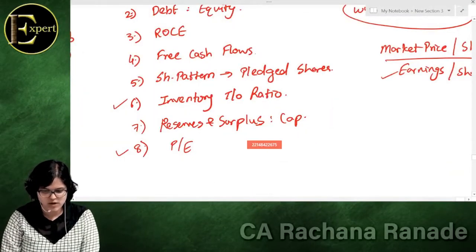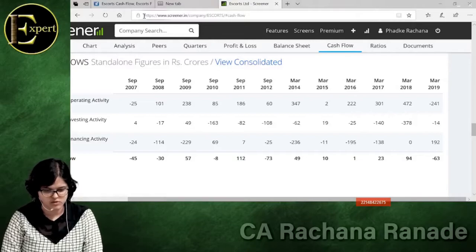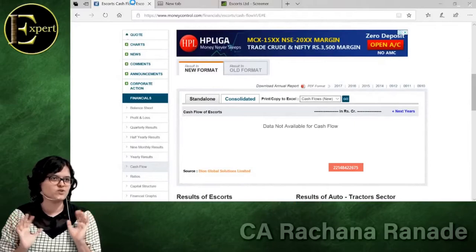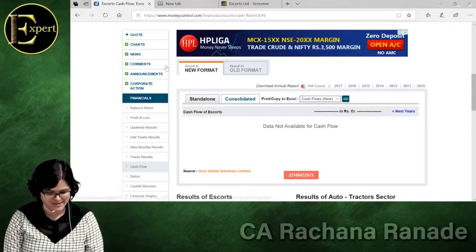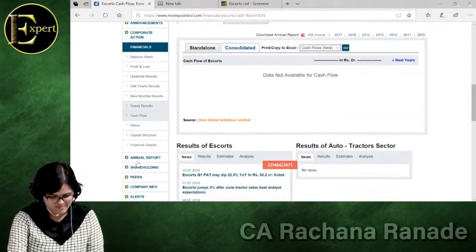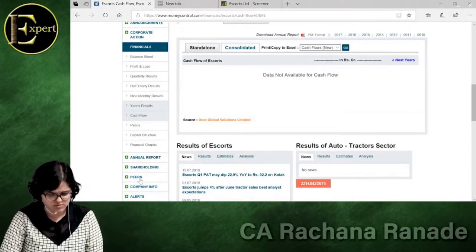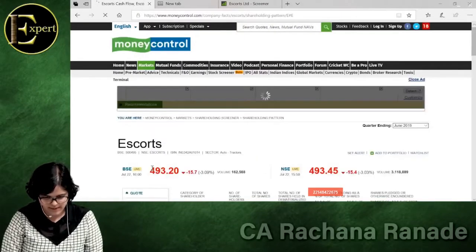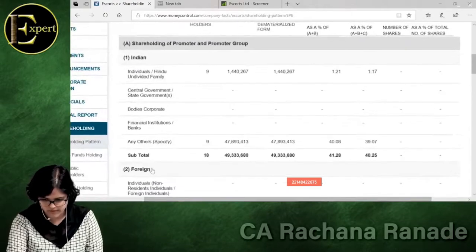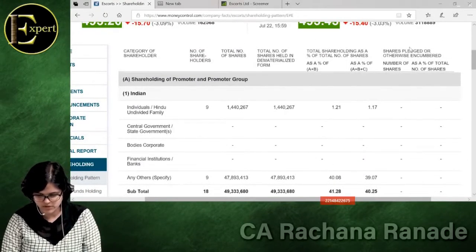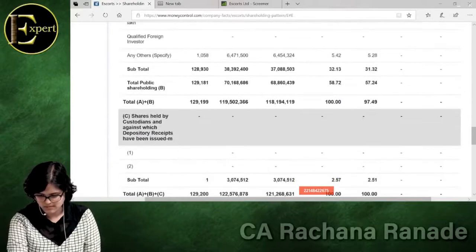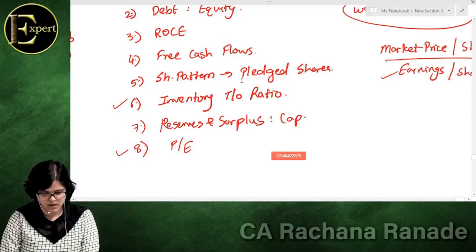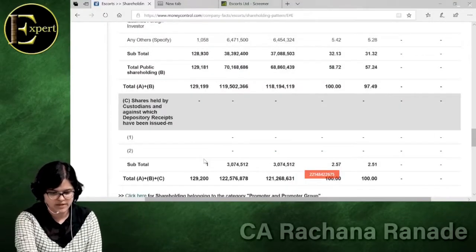Then shareholding pattern, pledged shares. For that we can check easily on Money Control also. So these two websites are always on my list, Money Control and Screener.in. There'll be many websites, I check these two. Okay, shareholding. And in shareholding, we have this last one, pledged. No pledged shares. So good. PE is the only point which is pending for Escorts.